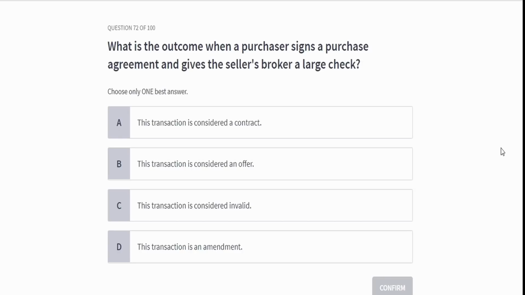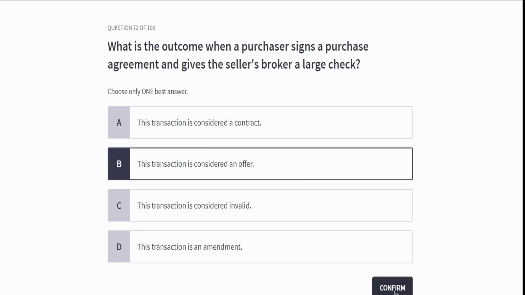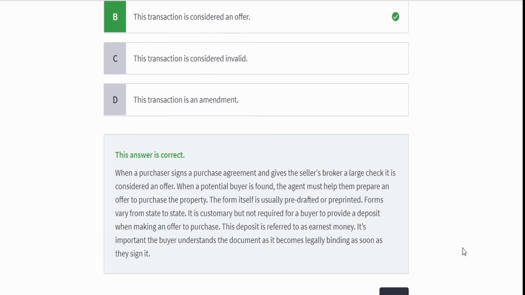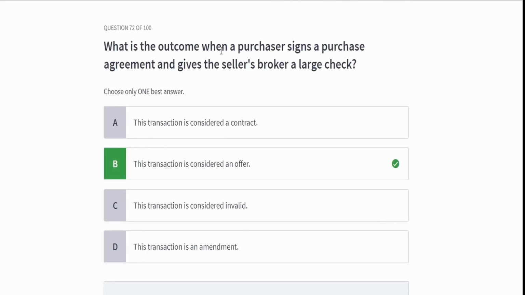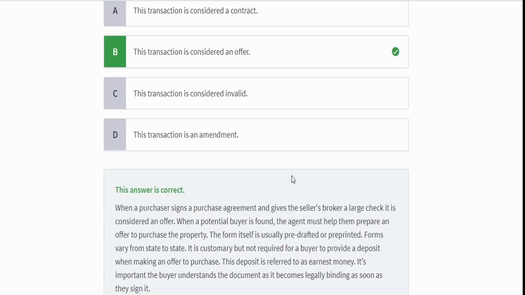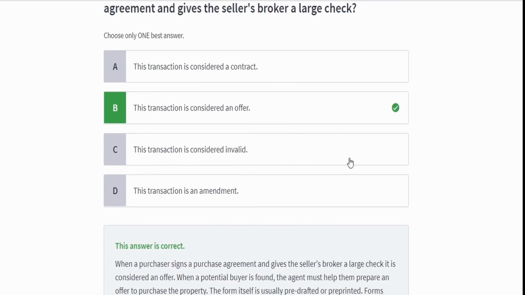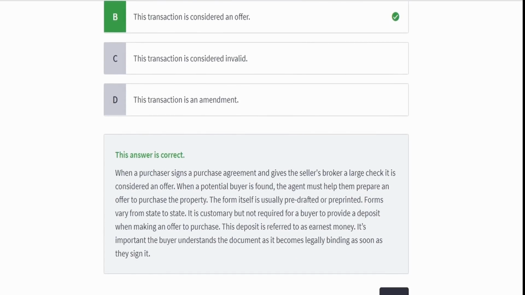Alrighty, so hopefully you came up with the answer on this one. What is our answer? It's going to be B. This transaction is considered an offer. Literally what they described: a purchaser signs a purchase agreement and gives the seller's broker a large check. That is an offer. That's what this is. When a purchaser signs a purchase agreement and gives the seller's broker a large check, it is an offer.